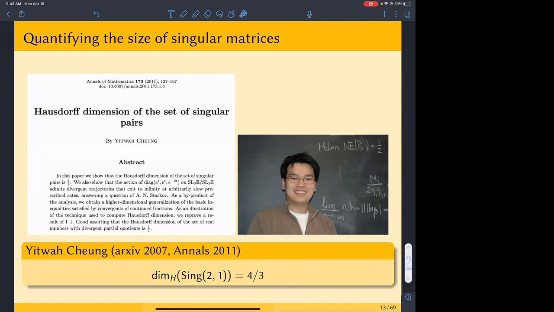And of course, this was a problem that was known to everyone, including Jarnik, Khinchin, Besicovitch, all of them for a long time. So this was a real breakthrough. And I want to just point out that it was 2007, and I want you to remember we're doing 2 by 1. Okay, so like the smallest situation where singular matrices make sense.